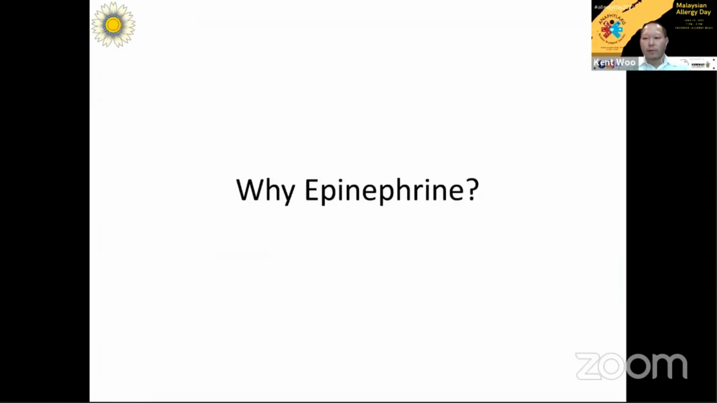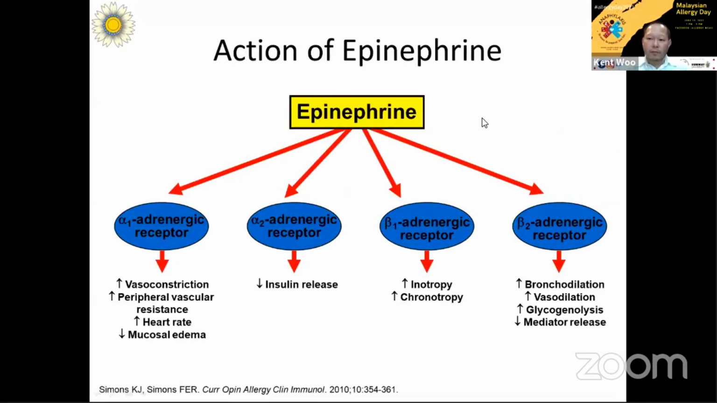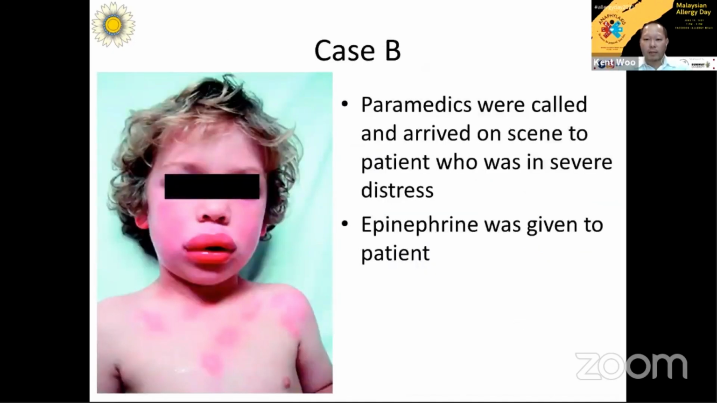So why do we use EpiPen? Why do we encourage people with food allergy to have an EpiPen? The reason is so that we can administer the adrenaline or epinephrine quickly. Antihistamines, which are commonly used and prescribed, will not block anaphylactic reactions. Epinephrine is truly the only medication that can block anaphylaxis, and it works through all these pathways. It is the only medication that can treat severe anaphylactic allergic reactions.